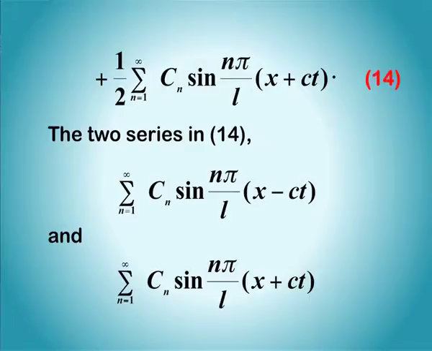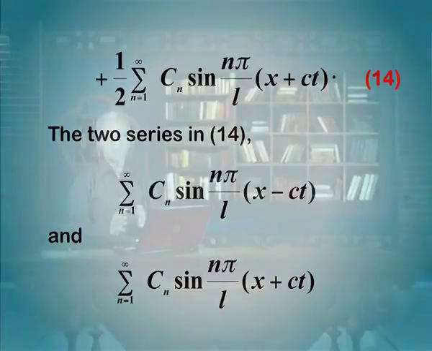In the previous first term and in the second term, 14 has two parts. One is half summation n is equal to 1 to infinity Cn sine of n pi upon L x minus Ct, and then the second part. So 14 has two parts, both having this summation. Cn is a constant and sine n pi upon L, this time the coefficient is x plus Ct, previously it was x minus Ct.